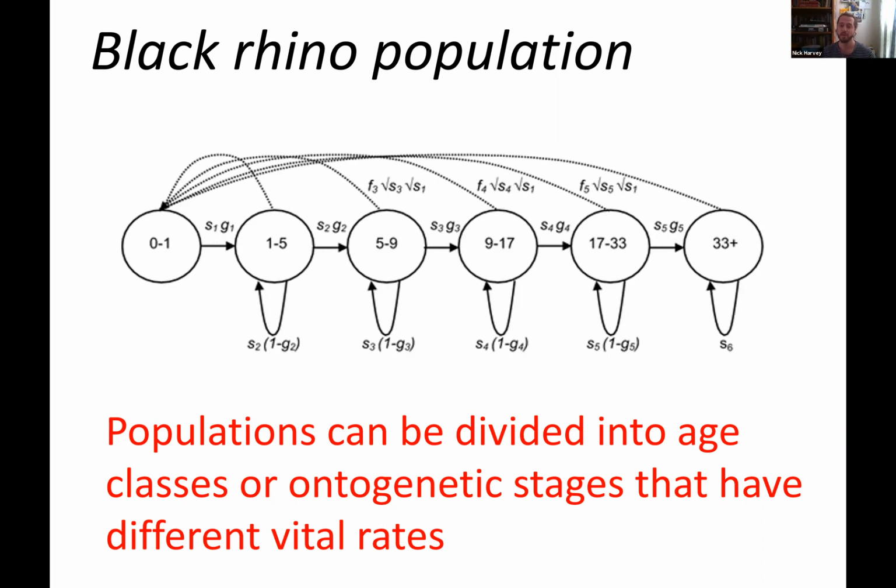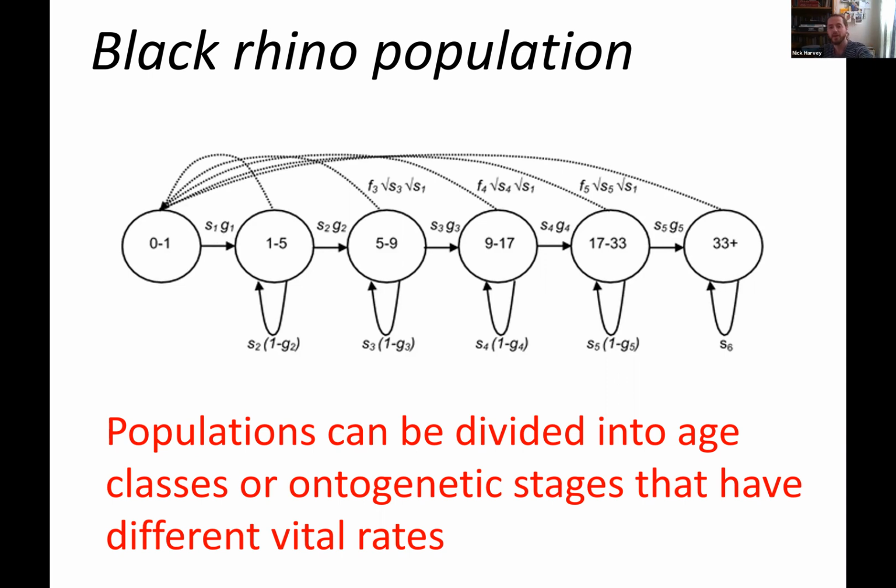And then in this black rhino population, we have two pre-reproductive life stages. We have that 0 to 1, and then we have 1 to 5. 1 to 5 is separated from the other ones because after 5 years old, rhinos can breed. So for 0 to 1 and 1 to 5, the fecundity rates will be 0. So those are pre-reproductive. So those become groups because they have similar birth rates of 0 and death rates.